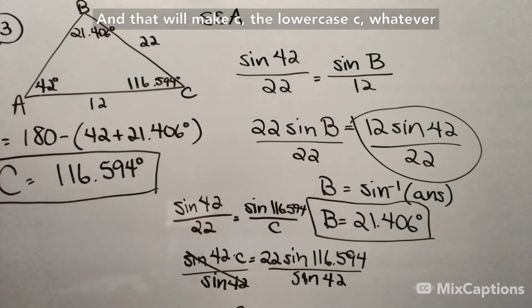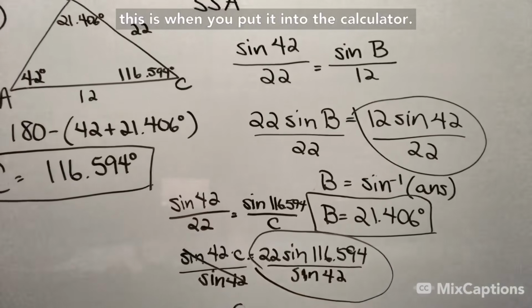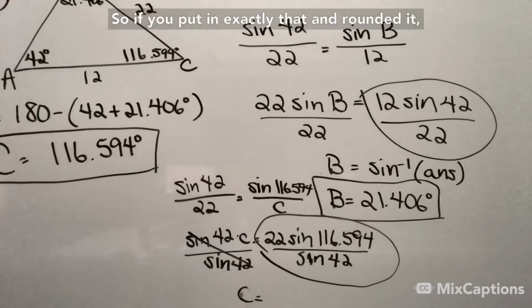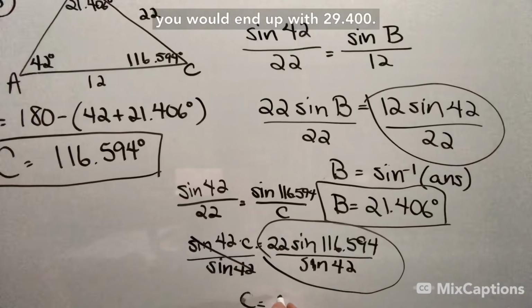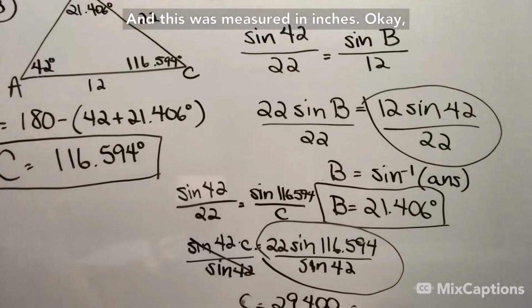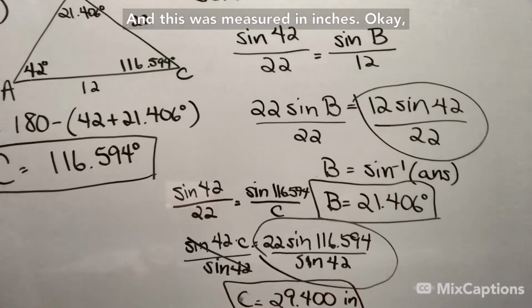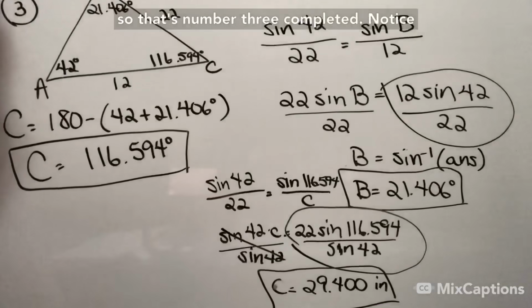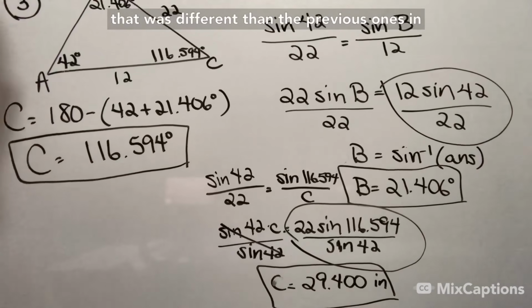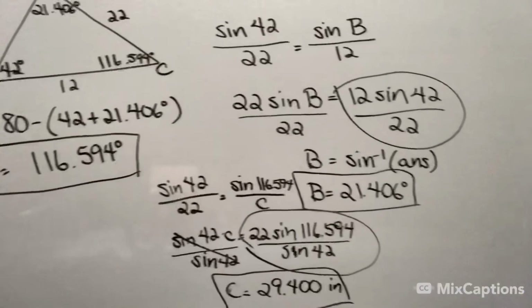And that will make C, the lowercase c, whatever this is when you put it into the calculator. So if you put in exactly that and rounded it, you would end up with 29.400, and this was measured in inches. Okay, so that's number 3 completed. Notice that that was different than the previous ones in that we had to do the arc sine over here.